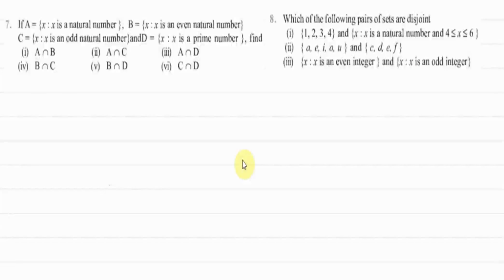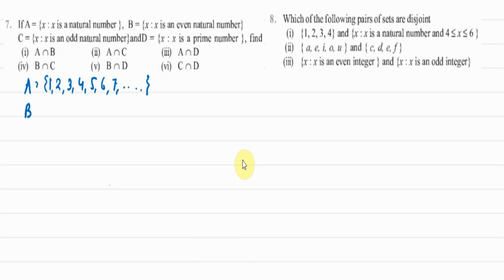So now we have question number 7. It says if A is equal to X such that X is a natural number. So we will write the elements of set A as 1, 2, 3, 4, 5, 6, 7 and so on. It will keep going on because the set of natural numbers is an infinite set.